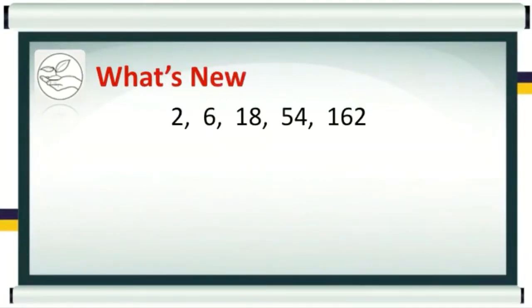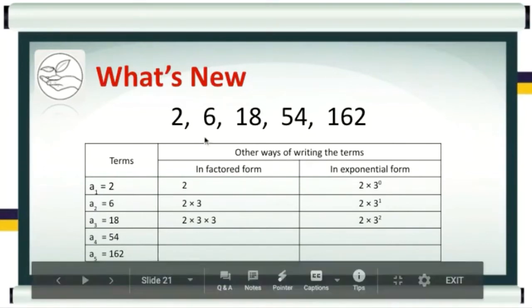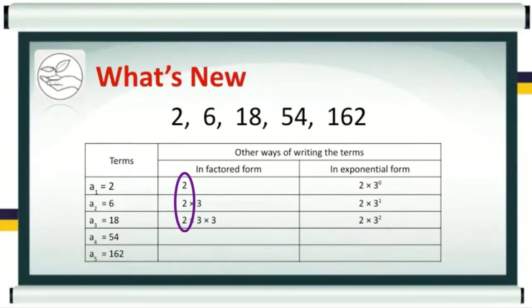Now, for the sequence that we had before, 2, 6, 18, 54, and 162, let us put this in a table. Look at the two ways of writing the terms. What does the 2 represent? The first term. That's correct. 2 represents our first term.